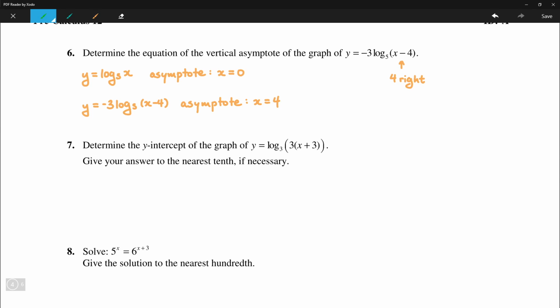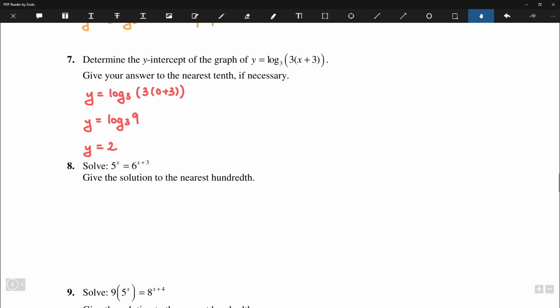Okay, number 7. Determine the y-intercept. That means we simply let x equal 0. So here we have y equals log base 3 of 3 times the quantity 0 plus 3. So therefore, this is simply going to be log base 3 of 3 times 3, which is 9, which gives us a value of 2, since 3 squared is equal to 9.